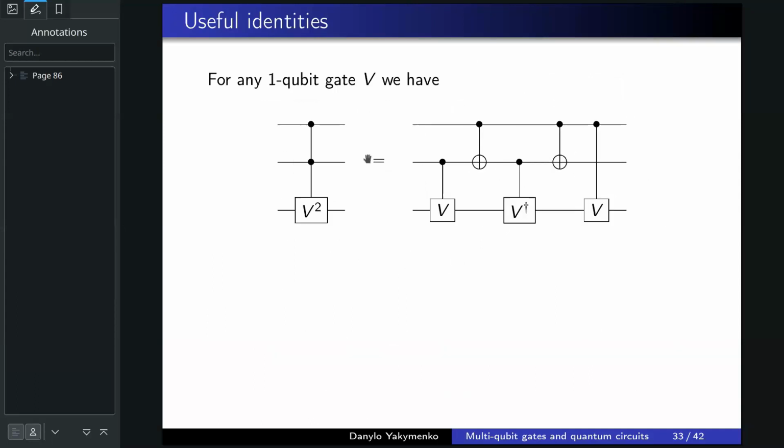Another useful identity is the following. For any one qubit gate V, we can rewrite this two controlled unitary as this set of gates. And this can be done for any V, where this is the adjoint matrix.